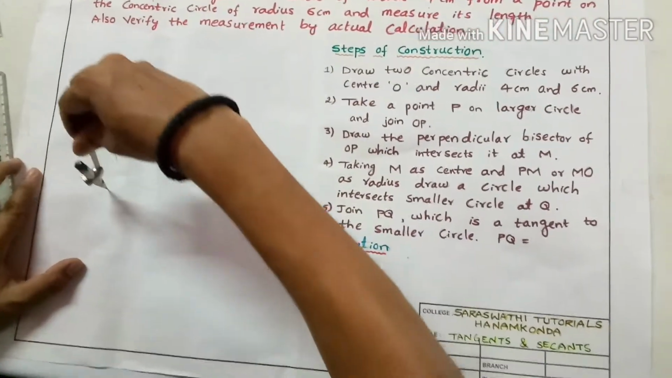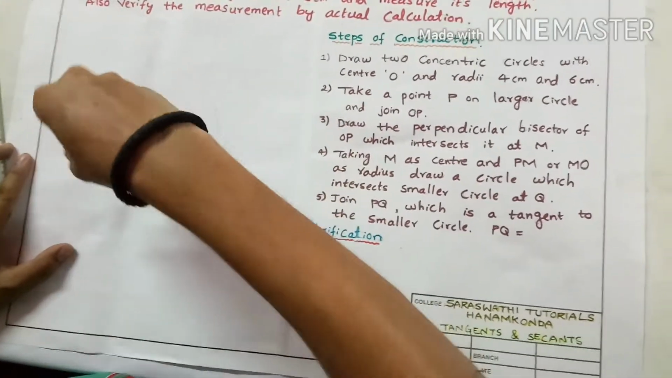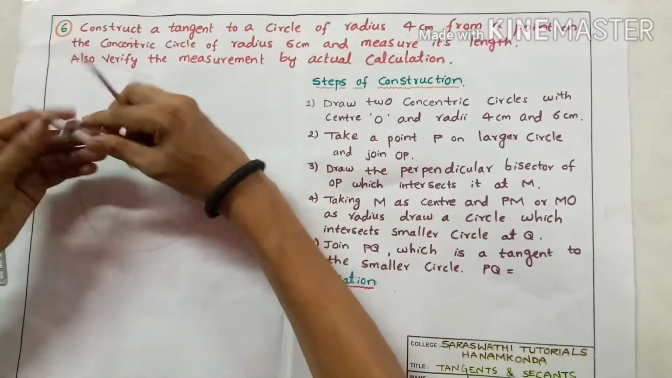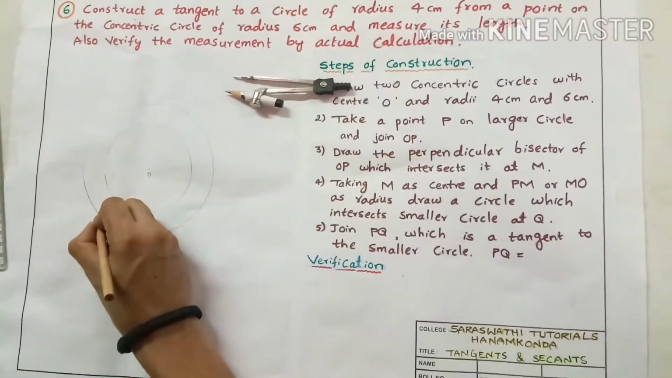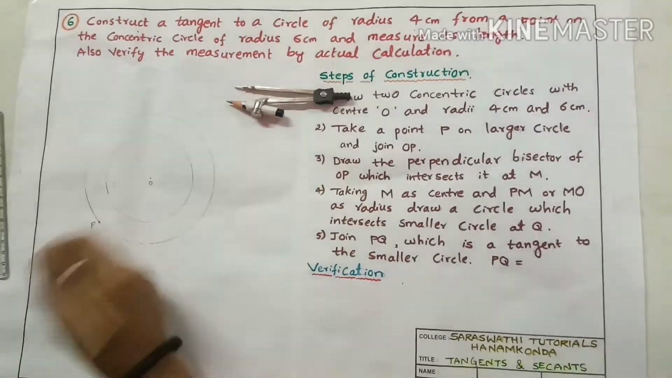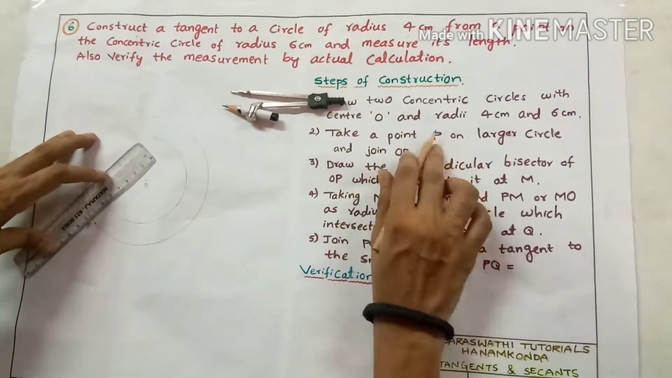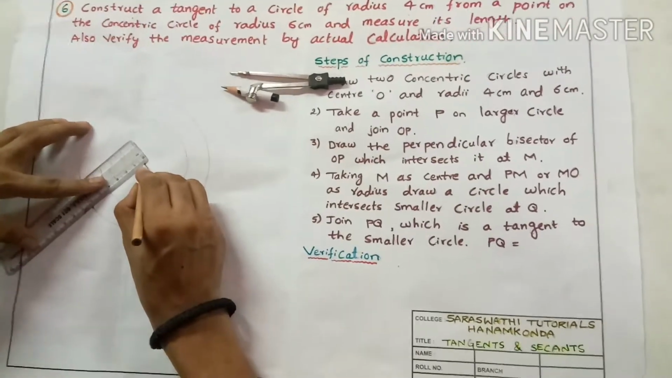Now draw another circle of radius 6 centimeters. Let us mark a point P anywhere on the outside circle. Now join OP. Take a point P on the larger circle and join OP.